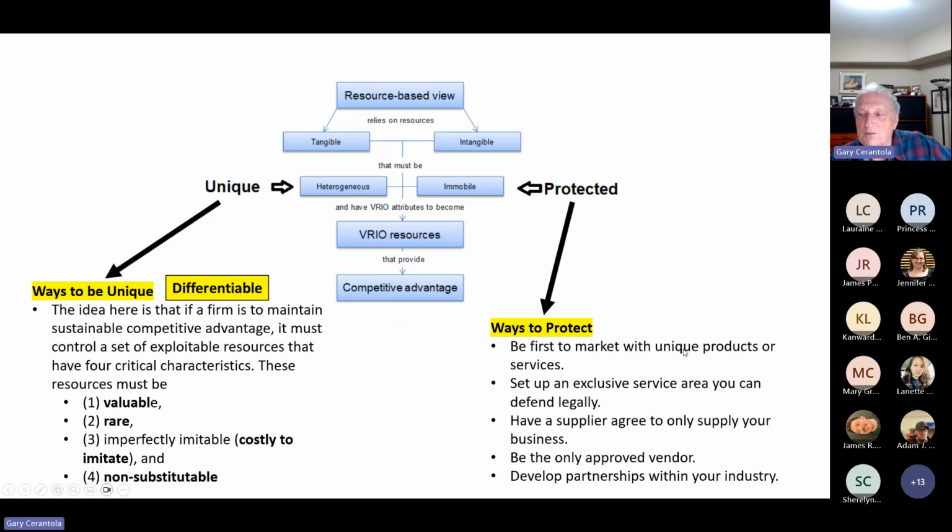Be the first to market with unique products and services. First in is a big leverage point in marketing. Set up exclusive service area. Have a supplier agree to only supply your business, for a great product. Be the only approved vendor. Develop partnerships within your industry. All right. And we saw that in the competitive advantage video, in terms of alliances, to be able to give you a strength, through the partners that you have that no one can imitate.